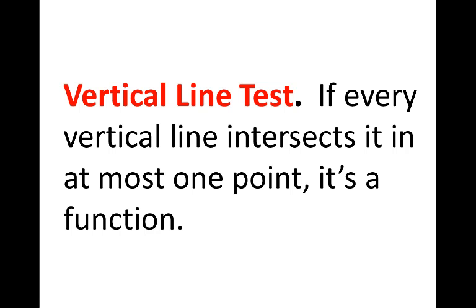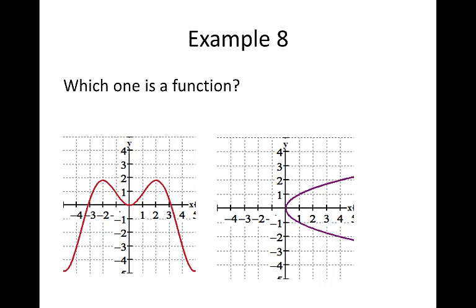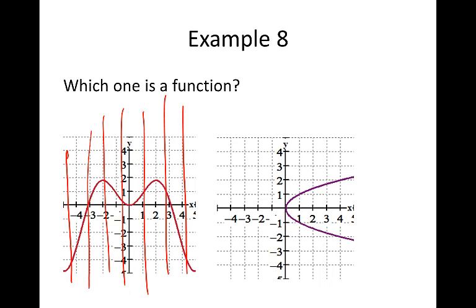Vertical line test. Okay, so if I've given you a graph, we want to know if something is a function. How do we know if it's a function? One thing we can do is use a vertical line test. If every vertical line intersects it at most one point, it's a function. So for instance, you can mentally or actually physically draw vertical lines. And if it does not intersect it at more than one point, it's a function. So this first one is a function. Yes. What about the second one on the right?